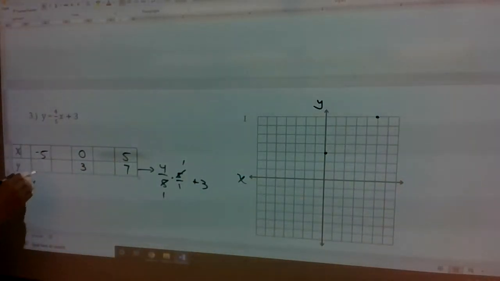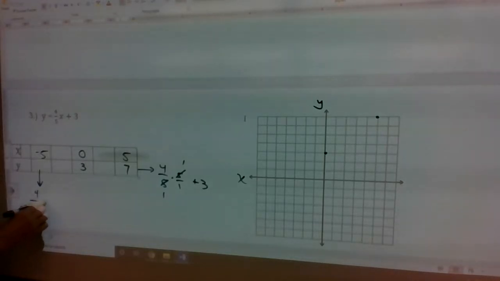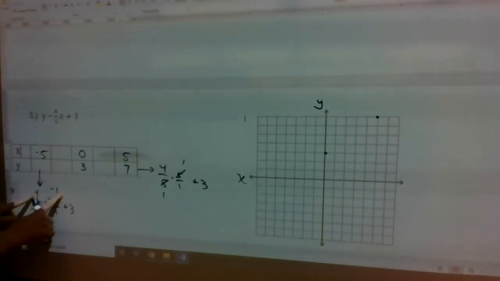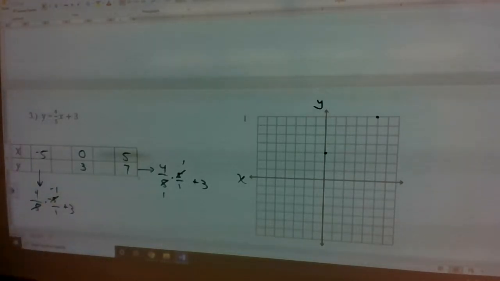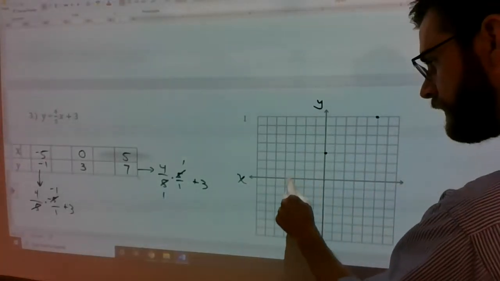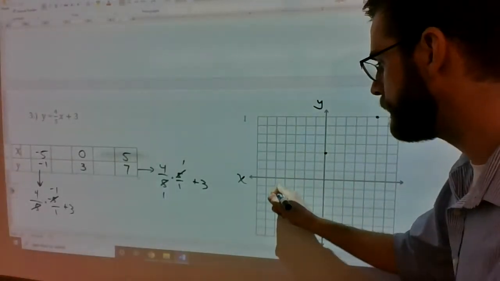This one right here, if you try it out, is going to be 4 over 5 times -5 over 1 plus 3. The 5s cross cancel again, but in this case you get -1. -1 times 4 is -4, plus 3, -1. So you're going to go left 5, down 1.